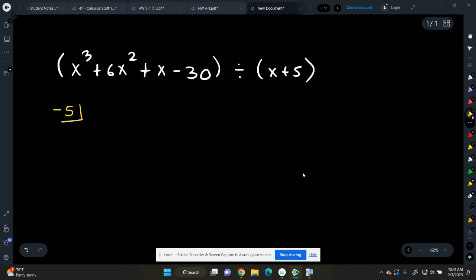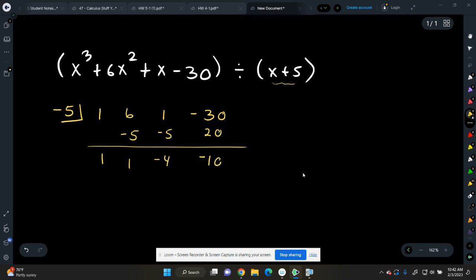We're not doing substitution. Substitution says evaluate. This is division. When it's division, we have to take the opposite. So we have 1, 6, 1, negative 30. Bring down the 1, multiply, and then we add, and we multiply, and we add, and we multiply, and we add.